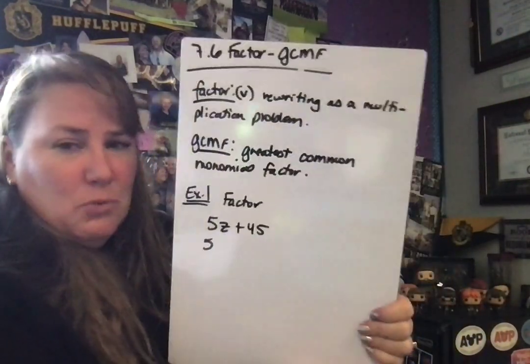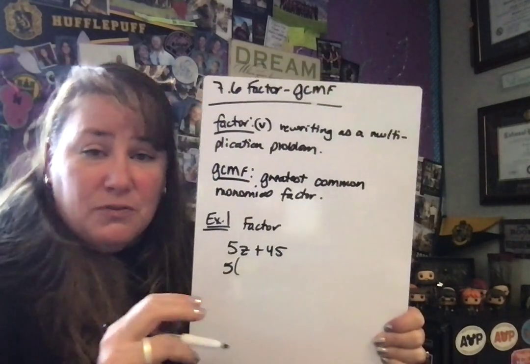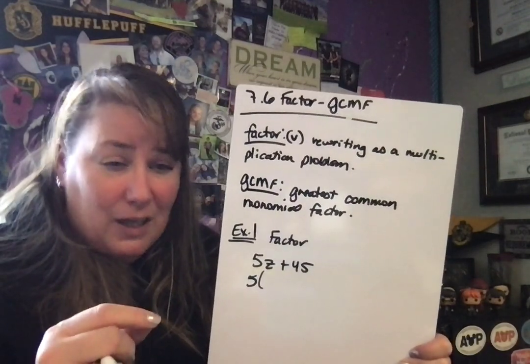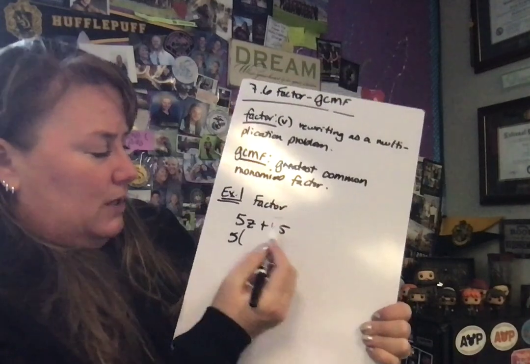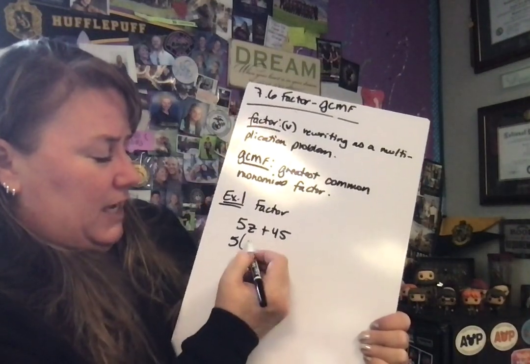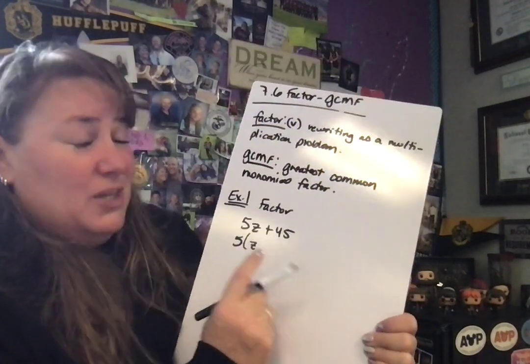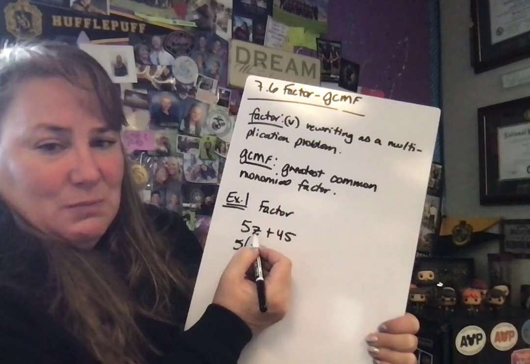Now you're going to write that as a multiplication problem. So, parentheses. And I'm going to say this a couple different ways. You're going to eventually like one way over another, but you're still going to hear both. First way is I'm going to say 5z divided by 5 is z. But the other way I could say that is 5 times what right here gets me 5z.